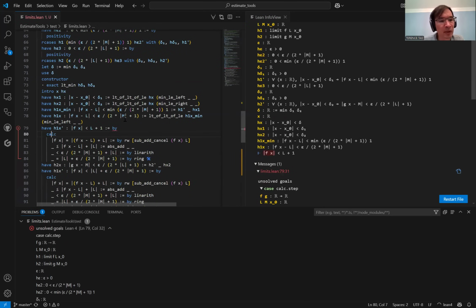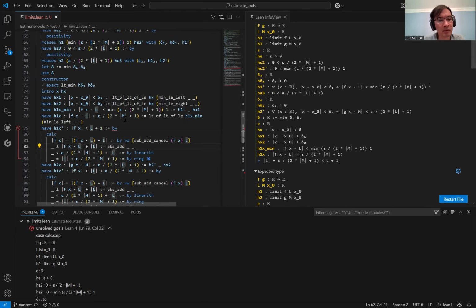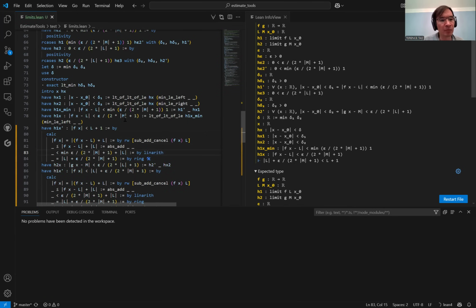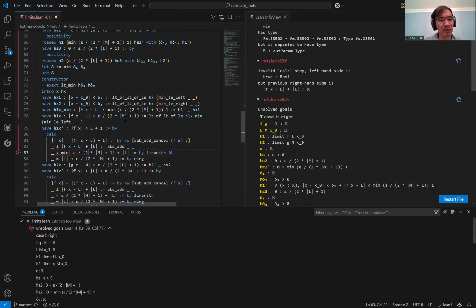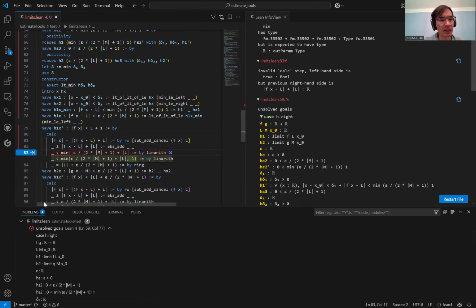Actually, this might work. Okay, yeah. So we split it up. We use the triangle inequality. We bound this, but not by epsilon. We want to bound this by the minimum of epsilon.